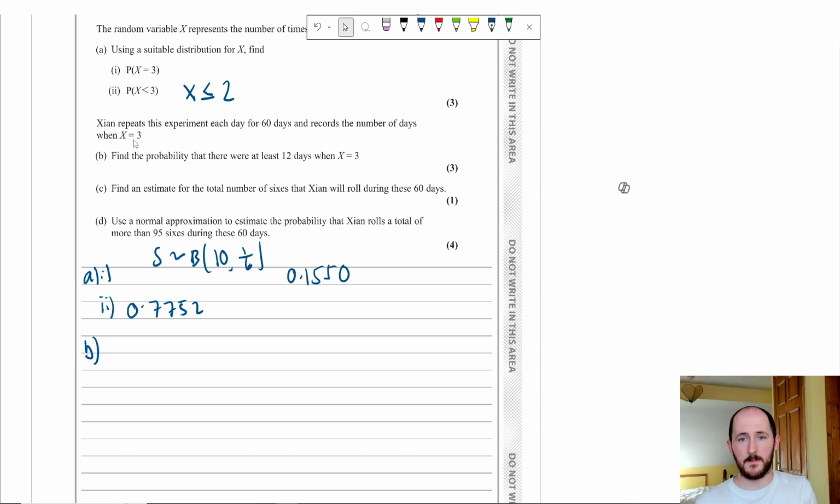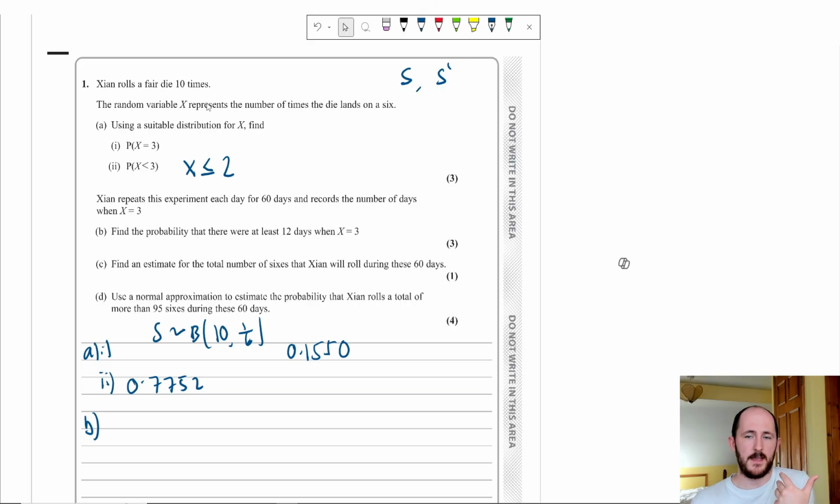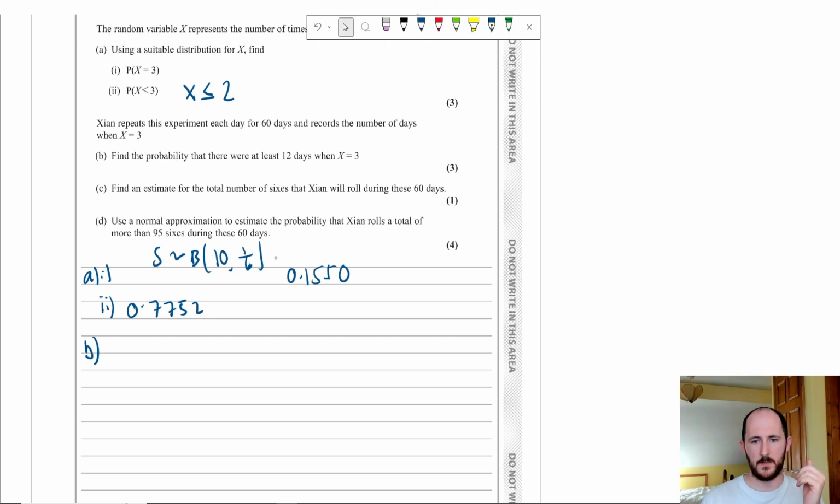Because there's 2 outcomes and there's a fixed number of trials, 60 days, and there's a fixed probability, so we're assuming that the dice rolls are going to be independent of each other, which makes sense, right? If I roll a 6, it doesn't change the probability of getting a 6 the next time. And we also have a fixed value that we want, which is at least 12. So we're going to call this, I don't know, D for days. It doesn't really make much of a difference. We've done this for 60 days. The probability is when X equals 3, so 0.1550.